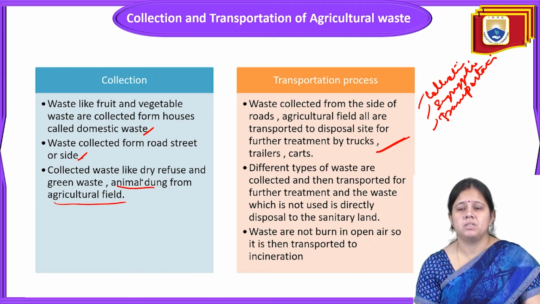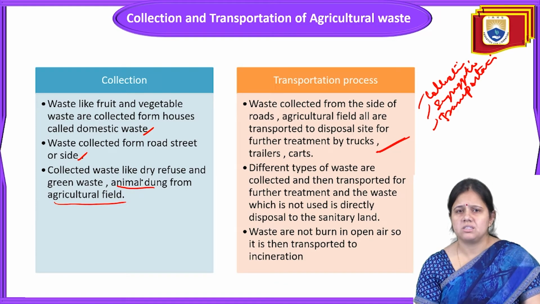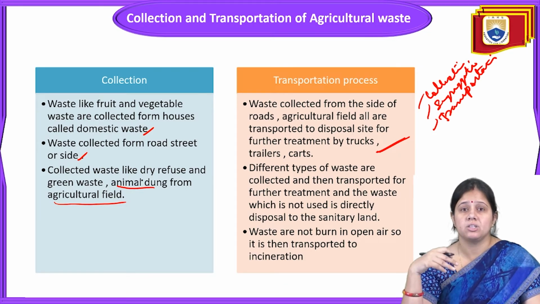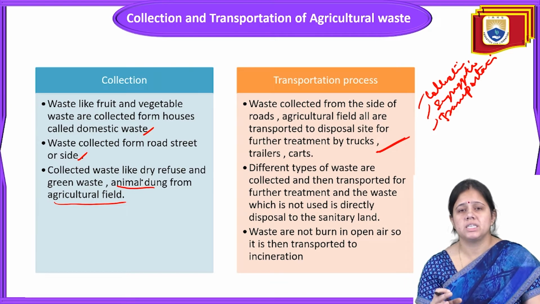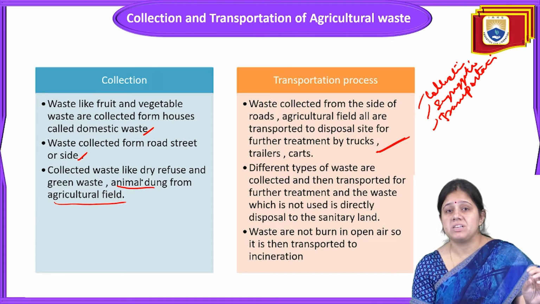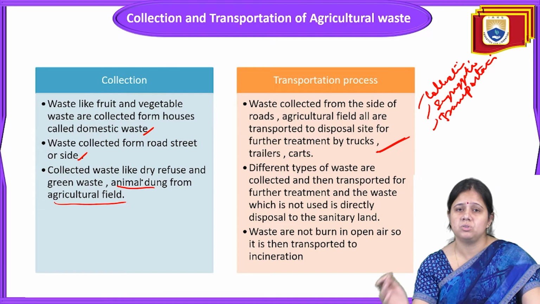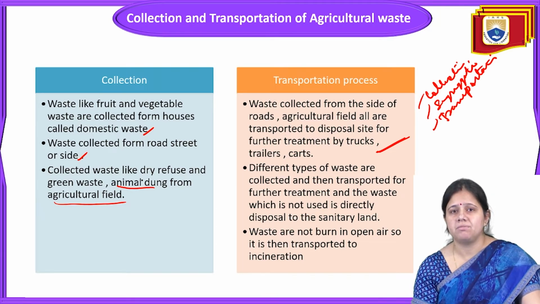And waste is not burned in open air, so it is transported for incineration. Waste which cannot be used in any unit, like it cannot be composted or used in anaerobic digestion, we incinerate in the outskirts of the city, and some waste should be landfilled in the outskirts of the city. These are proper waste management practices. We cannot burn waste in the open air, because it produces dioxin and many harmful gases, and it pollutes the air. Air pollution is caused by this. So this will be a perfect waste management practice.